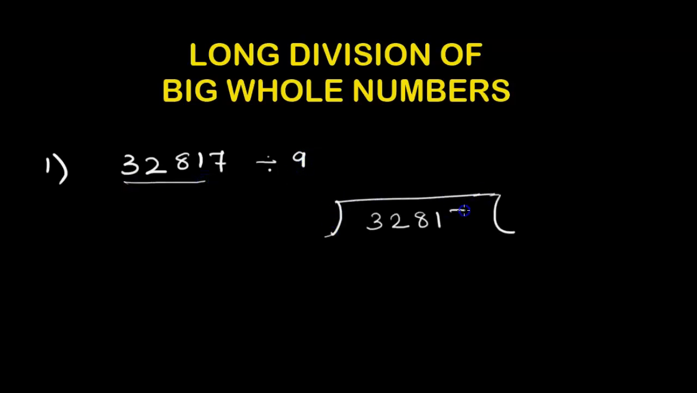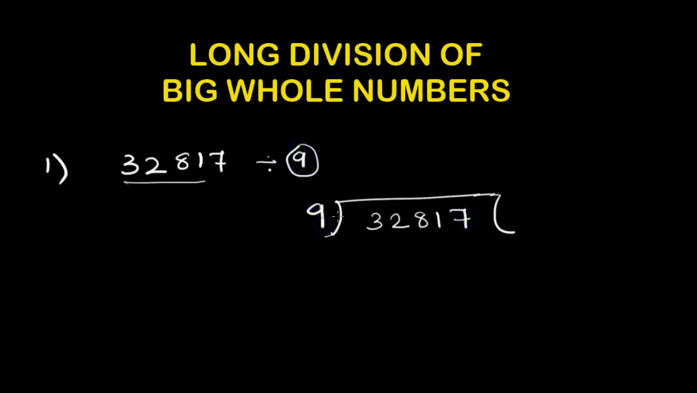In this video, we will understand long division of big whole numbers. Let's learn it with examples. Let's say we have to divide 32817 by 9. We know this is called the dividend. Dividend means the number that will go inside. That's this place. And this is called the divisor.